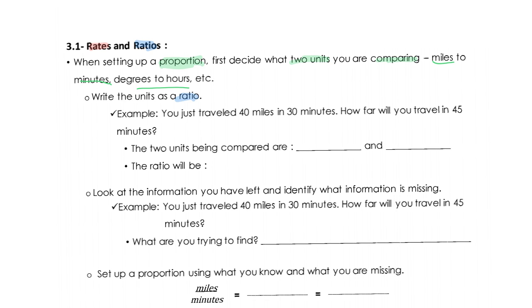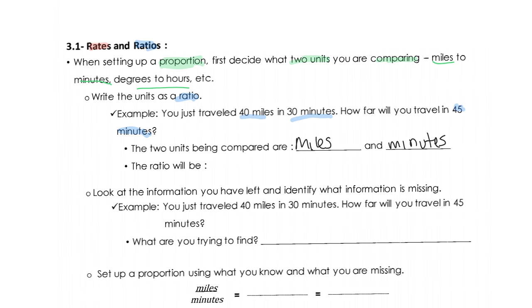So if we look at this first example, you just traveled 40 miles in 30 minutes. The question is, how far will we travel in 45 minutes? So we have to figure out what two units are being compared. What's being compared? 40 miles in 30 minutes. So our units are miles and minutes. Okay, so that's what we're comparing.